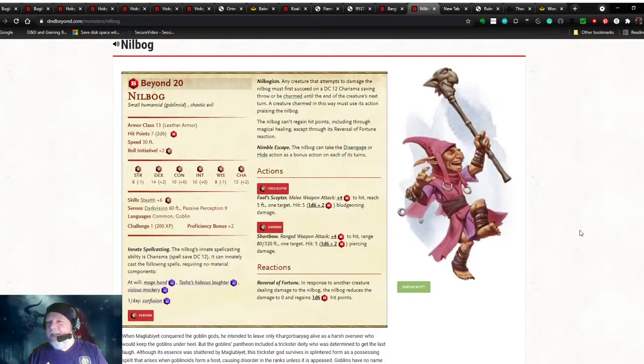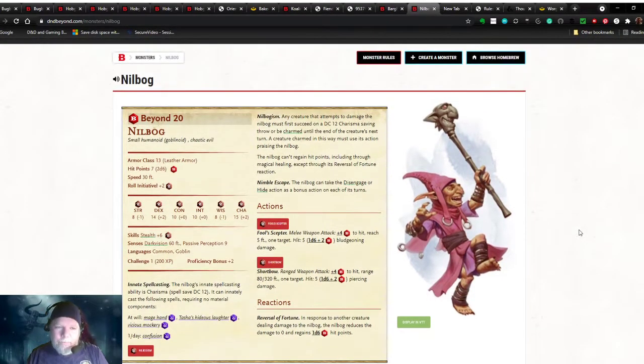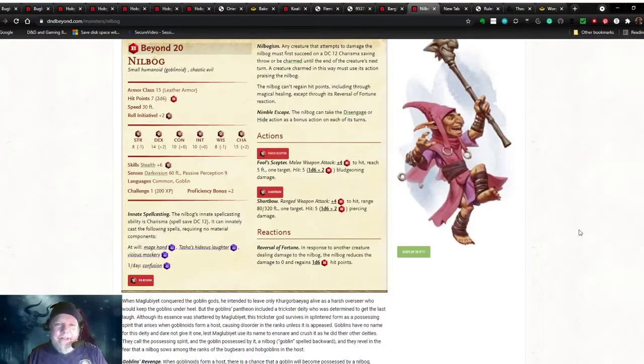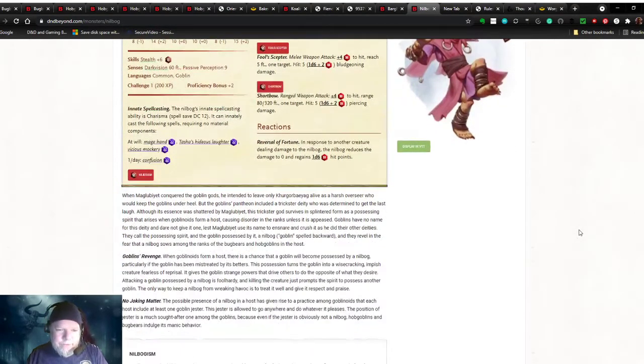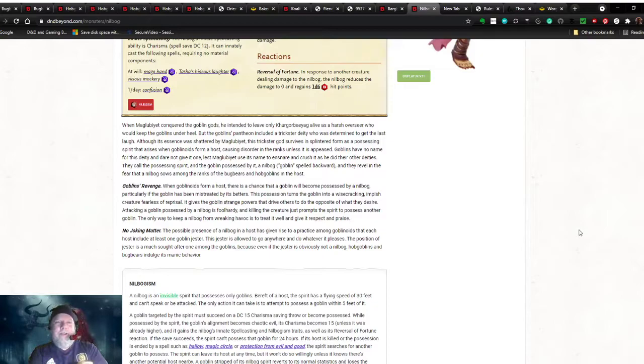Now we have another one that is tied to goblin religion, and this is called the Nilbog. And this one has a really interesting kind of origin story as well. So when Maglubiet conquered the goblin gods, he intended to leave only, all right, I'm going to butcher this name, Kurgorbieg.